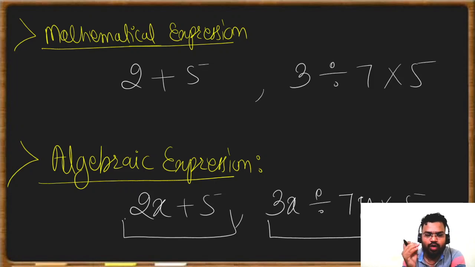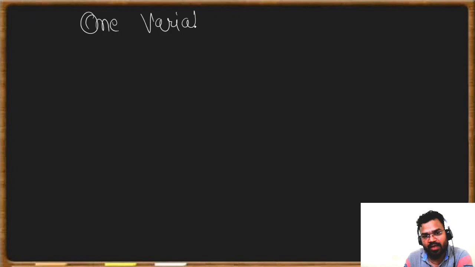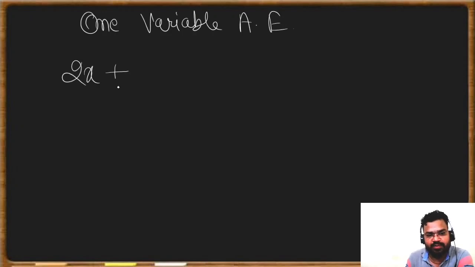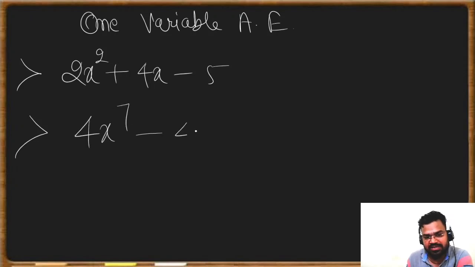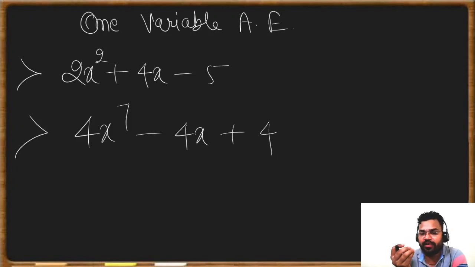On the basis of the number of variables, we can classify algebraic expressions: one variable, two variable, three variable. But in this chapter we will discuss only one variable algebraic expressions, like 2x plus 2x square plus 4x minus 5. This is a one variable algebraic expression. Yes or no? 4x to the power 7 minus 7x plus 4 is another example of a one variable algebraic expression.